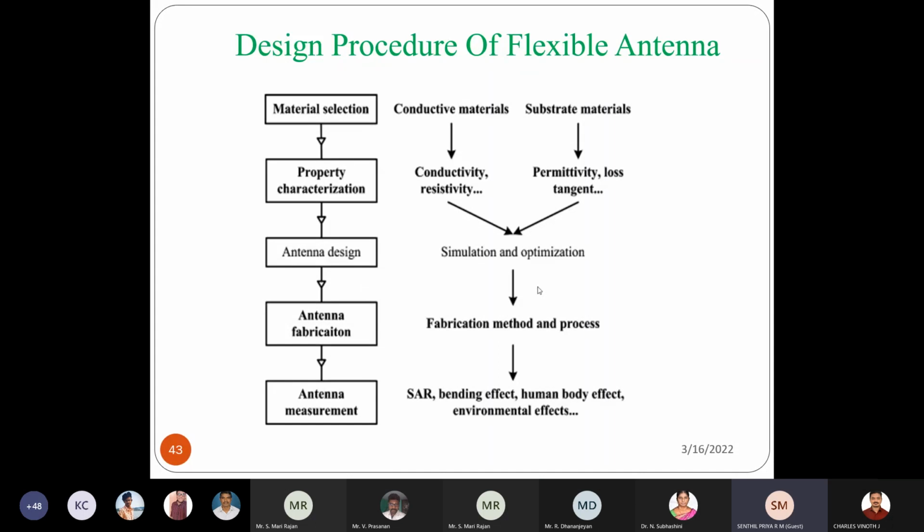Again, the fabrication of flexible antennas is done manually. We are not going for any automation system design for that; we are going for an inkjet printing system. If you are going to design on a flexible substrate, the materials are commercially available. Or if you want to know the exact values, you can go for synthesizing in the laboratory.